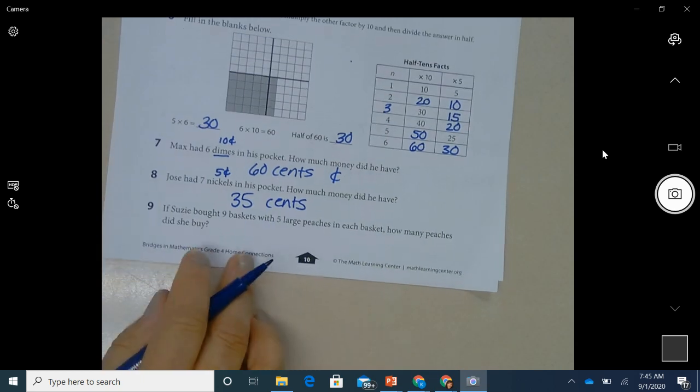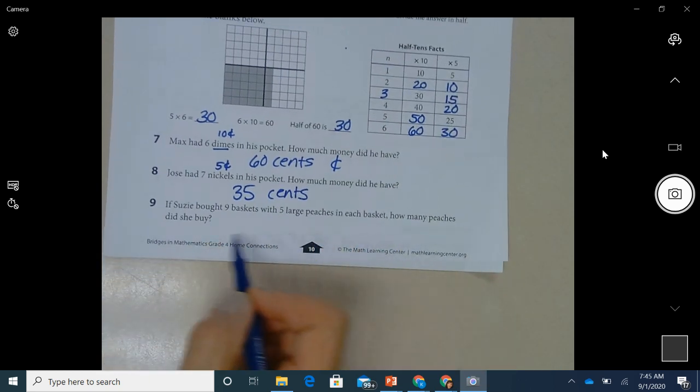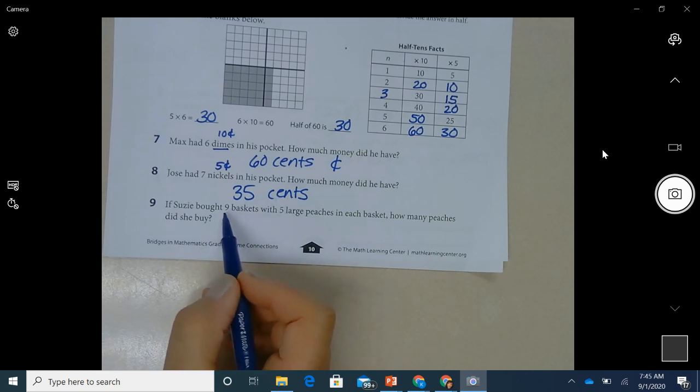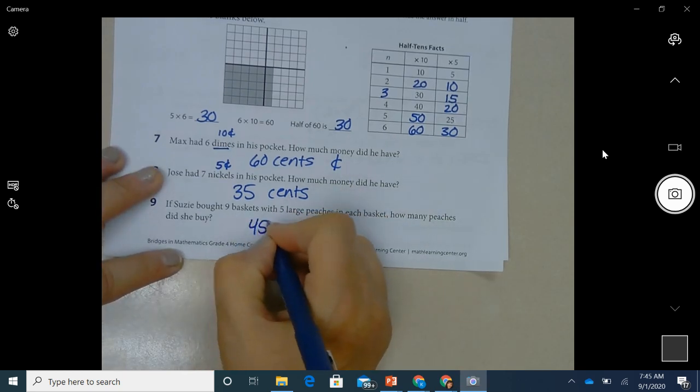Okay. And then if Susie bought 9 baskets with 5 large peaches in each basket, how many peaches did she buy? Well, I know that 9 times 10 is 90. Half of 90 is 45. 9 times 5 is 45. So she had 45 peaches.